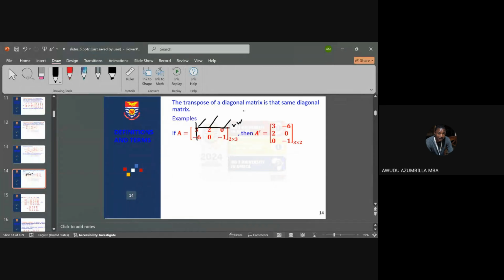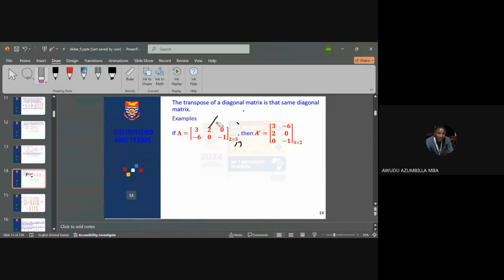How many columns? 1, 2. Okay, so we have 2 by 3. Now, if we come to this place, we can count the rows here. The rows are 1 and 2, right? Yes, 2 rows. Then the columns are 1, 2, 3. So we have 2 rows by 3 columns.